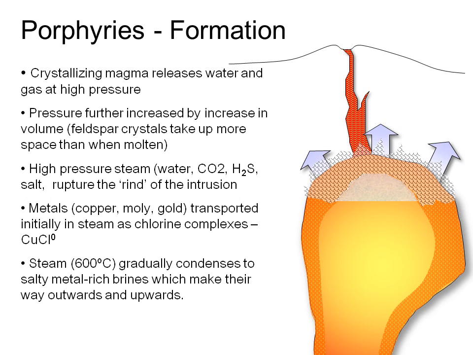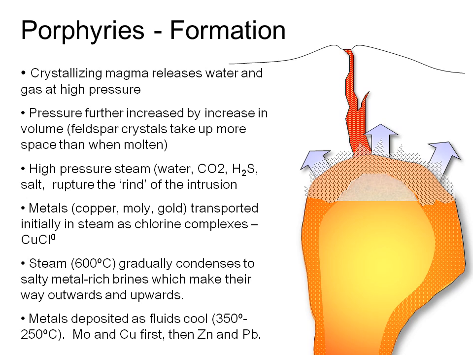The fluids have a high salt or sodium chloride content, and the metals are generally transported as chloride complexes. As the metal-rich steam makes its way upwards through the cooler rocks, it condenses into brine, and then the metals start to deposit as the temperature drops below about 350 degrees centigrade. The metals drop out progressively, starting with copper and molybdenum, and then lead and zinc once the temperature drops to below 250 degrees centigrade. If gold is present, it will drop out across the temperature spectrum.